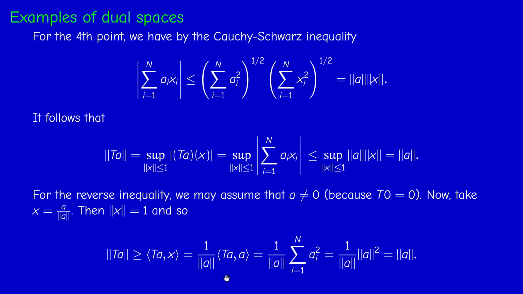Now in the exercises of chapter 2, we explore what happens if we put another norm on Rn, not the Euclidean norm. For example, the norm 1 or the norm infinity, or more generally the norm P. What happens in this case? The result is still the same, but we have to put another norm on the dual.